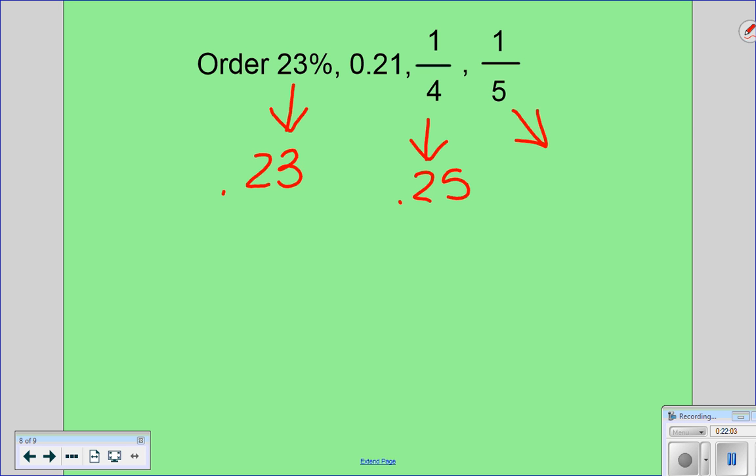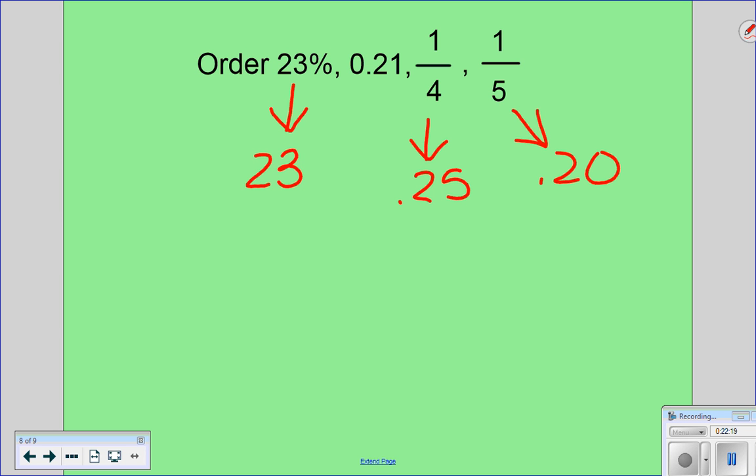If you don't know how to do that, what can you do though? Like if you don't know that off the top of your head, what can you do to figure out what that is? Do you remember from yesterday? Yep, 1 divided by 5. There you go, 0.2. Perfect. So if you don't know how to do some of those in your head, do them out like we did yesterday. So then we have 0.20.